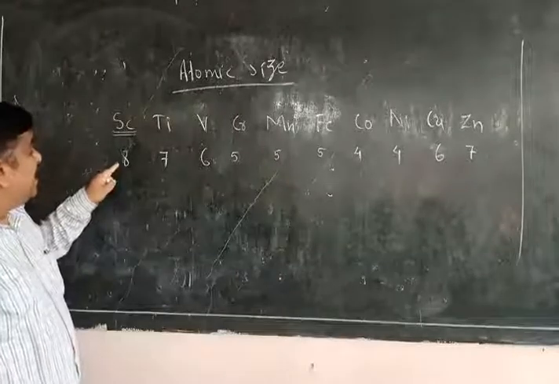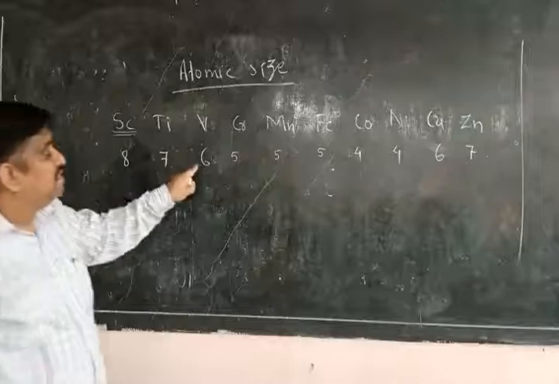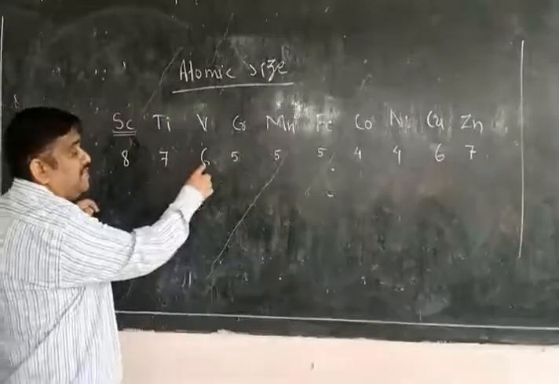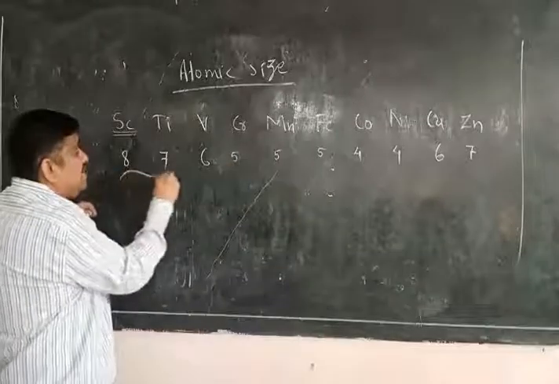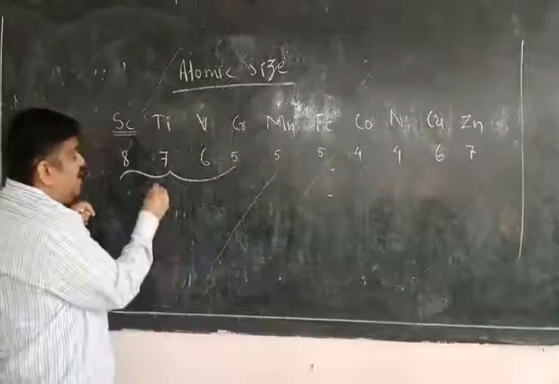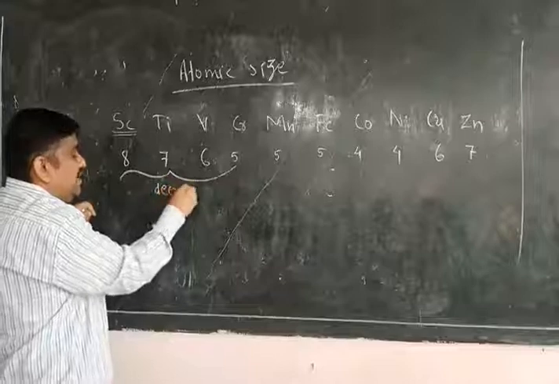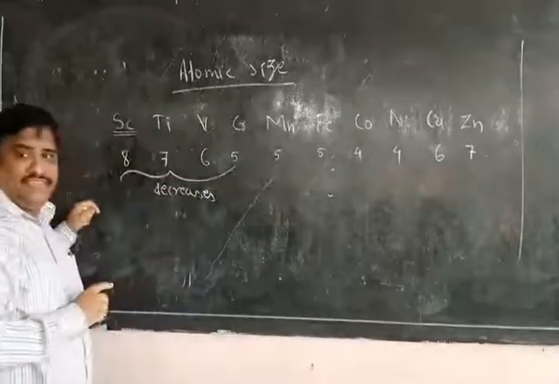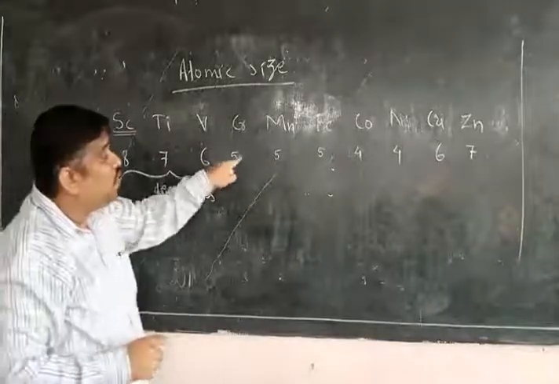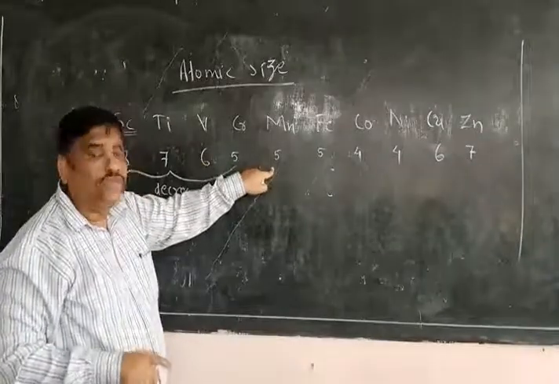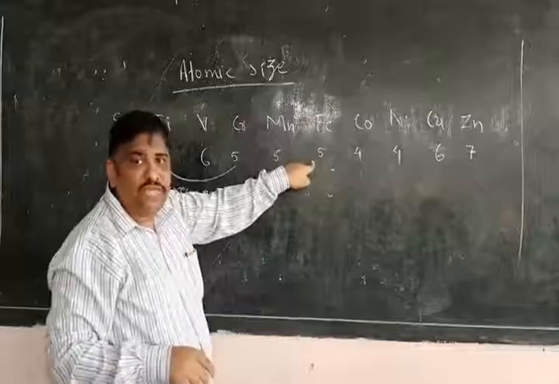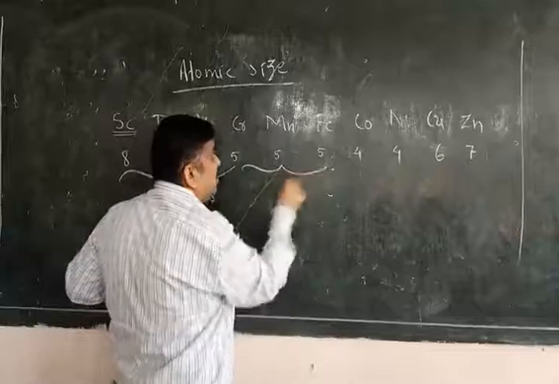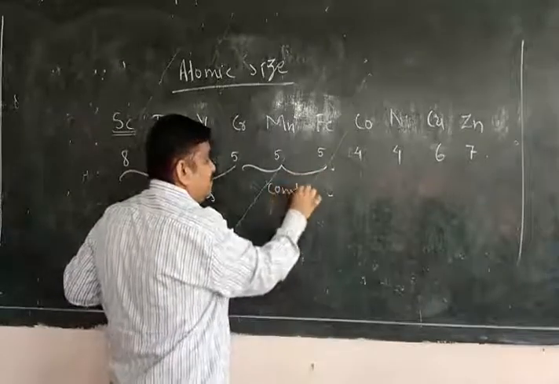So you can see here 8 becomes 7, 7 becomes 6, 6 becomes 5. Means atomic size increases or decreases here? Decreases. But throughout the period it is not decreasing. After 5, what do you get for Mn? It is also 5. For Fe, it is also 5. It means it is not decreasing, not increasing. It is remaining constant here.